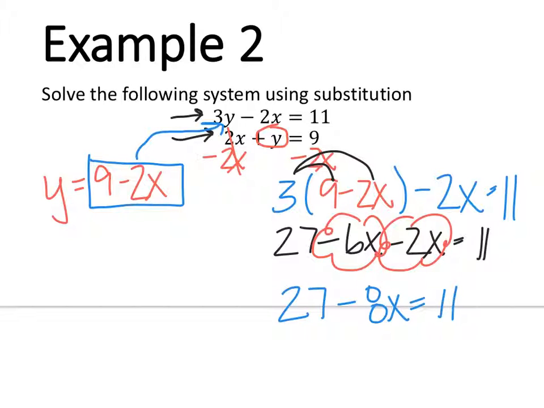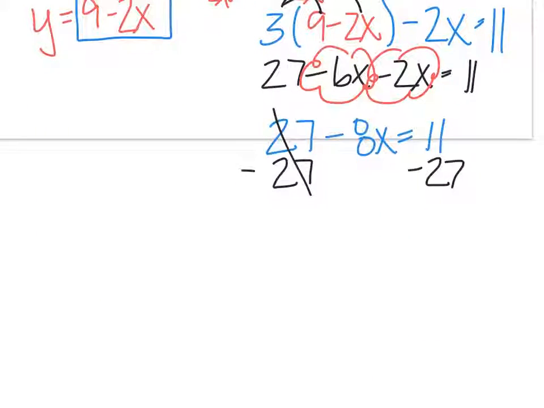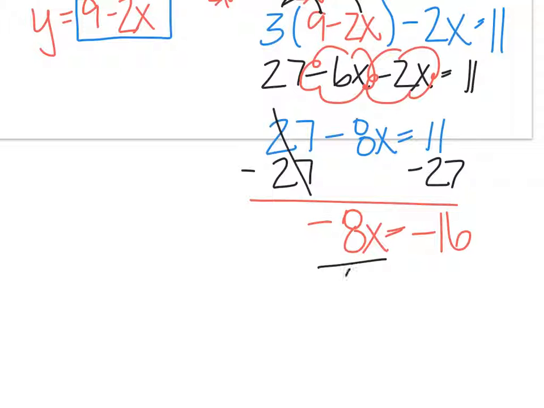Now to get x by itself, I subtract 27 from both sides. And I am left with negative 8x equals negative 16. So last but not least, to get x by itself, I divide both sides by negative 8, and I have x equals 2.